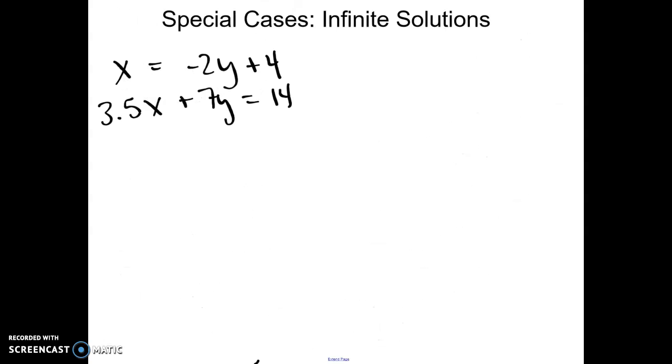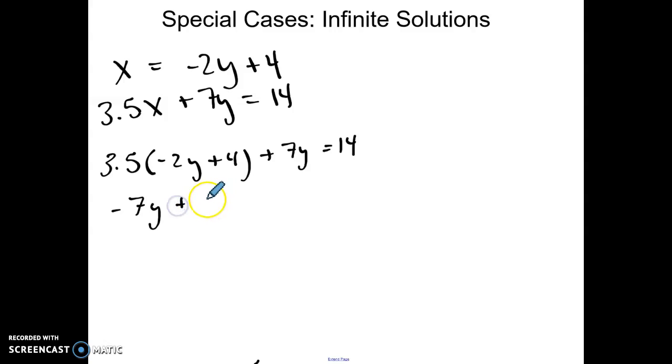There are some special cases that you can run into. Infinite solutions is one of them. If I went to solve this, I would get 3.5 times negative 2y plus 4. It's already been solved for a single variable. Plus 7y equals 14. This would give me negative 7y plus 14 plus 7y equals 14. You may begin to notice these are going to cancel out, and I end up with 14 equals 14, which is true and always true.